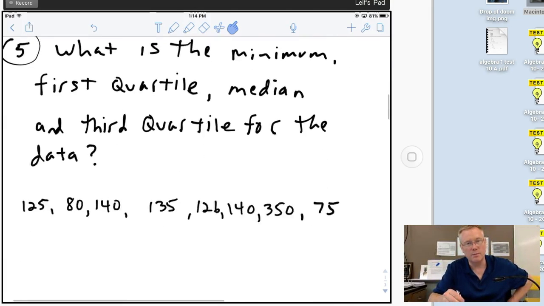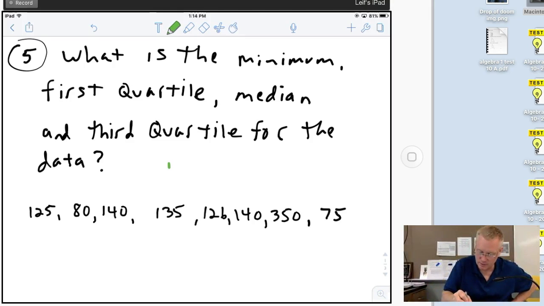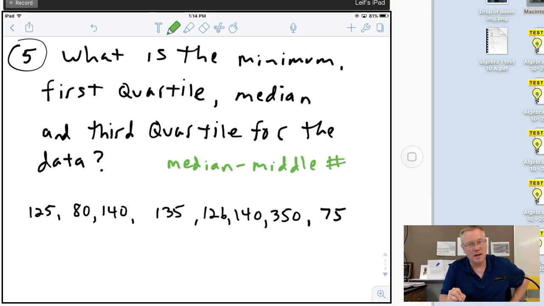Now I'm going to take this bunch of data right here. The question says, what is the minimum, the first quartile, the median, the third quartile for the data? I've got some pieces of data here. So it's all about median. And median, if you've forgotten, is the middle number. Not the average. You don't add them up and divide by how many. That's mean. That's totally different. We don't use that at all with this, okay?